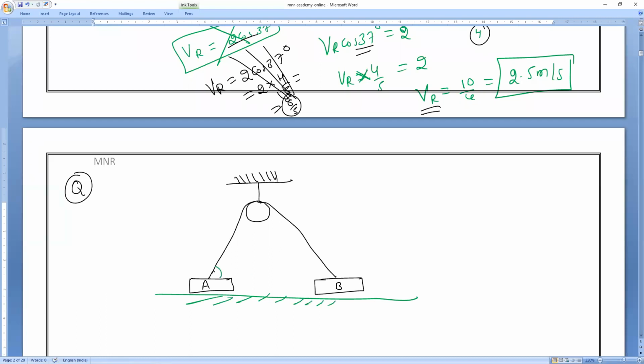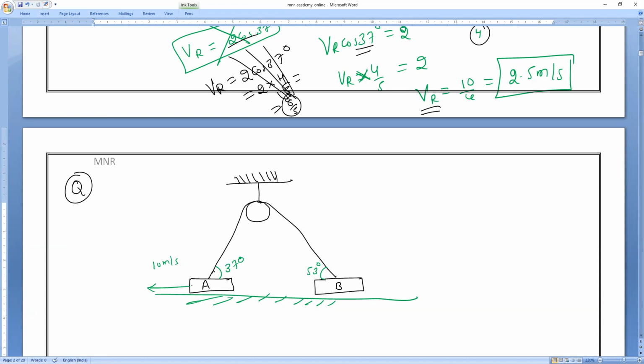Now, body A is making an angle of 37 degrees. How much is it? 37 degrees. And body B is making 53 degrees. Now, if I say body A is starting with 10 meters per second in the forward direction, all of you observe very carefully. Body A is moving at a speed of how much, Pradosh? 10 meters per second.